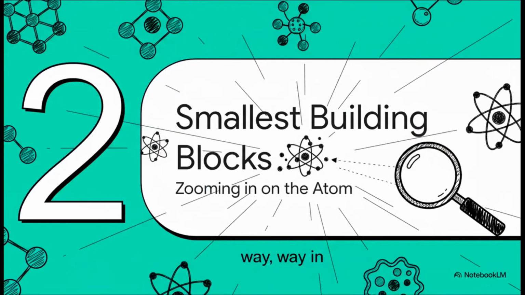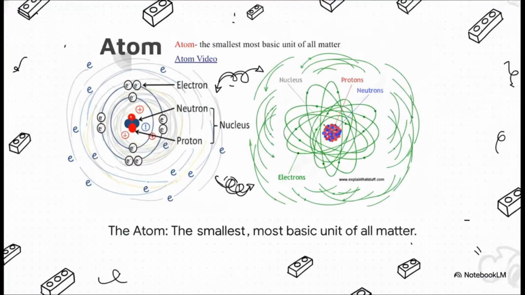So we've got a grip on what matter is, but what's it made of? To answer that, we have to shrink ourselves down way down, smaller than you can possibly imagine. And here it is, the atom. This is the ultimate Lego brick of the universe. Every single thing you can see, touch, or feel is built from these tiny structures. You can see it's got that dense little ball in the middle. That's the nucleus, and then a cloud of stuff zipping around it.